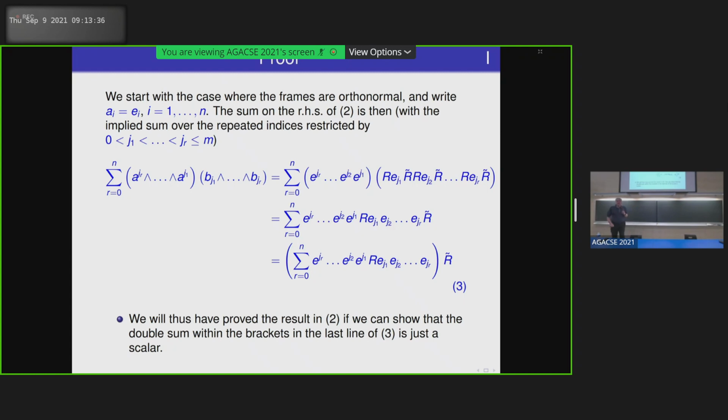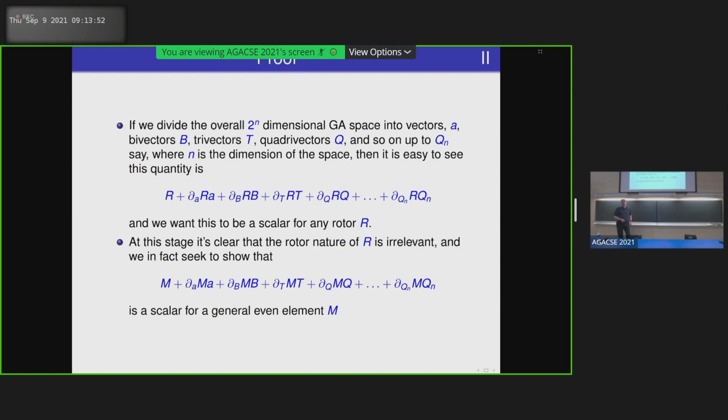So this is looking promising. We'll have proved the result we want if we can show that the double sum within the brackets, it's double because these J's are summed over, is just a scalar. If this is just a scalar, this will give us the alpha that we want. So why is that true?